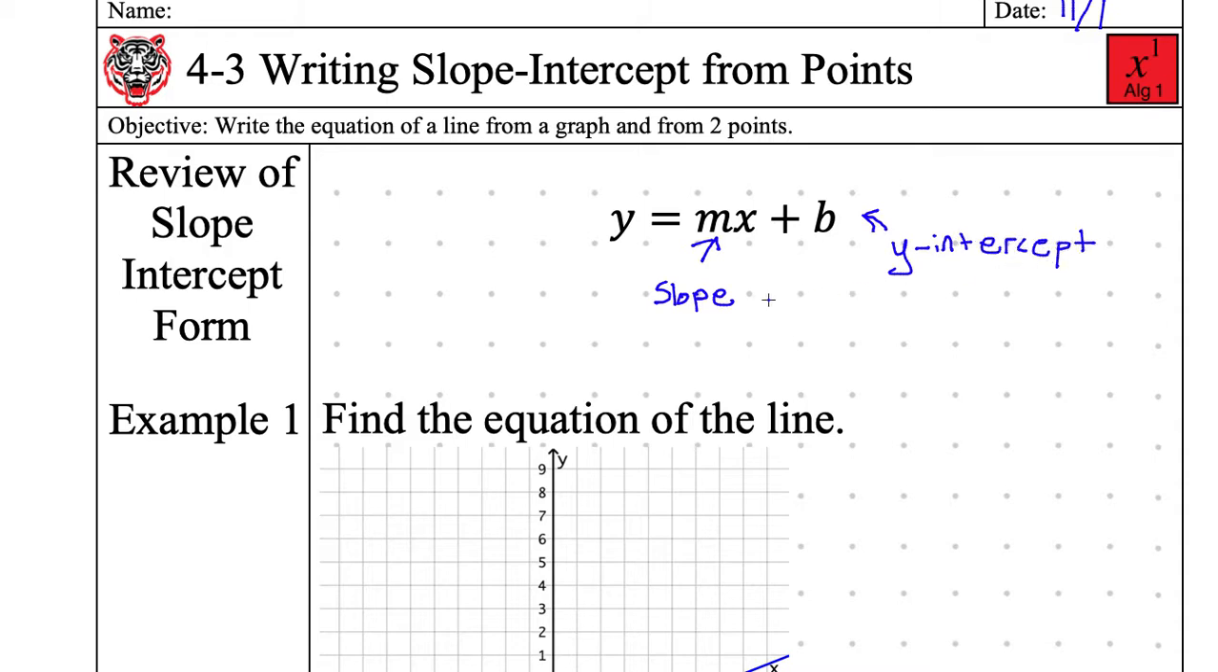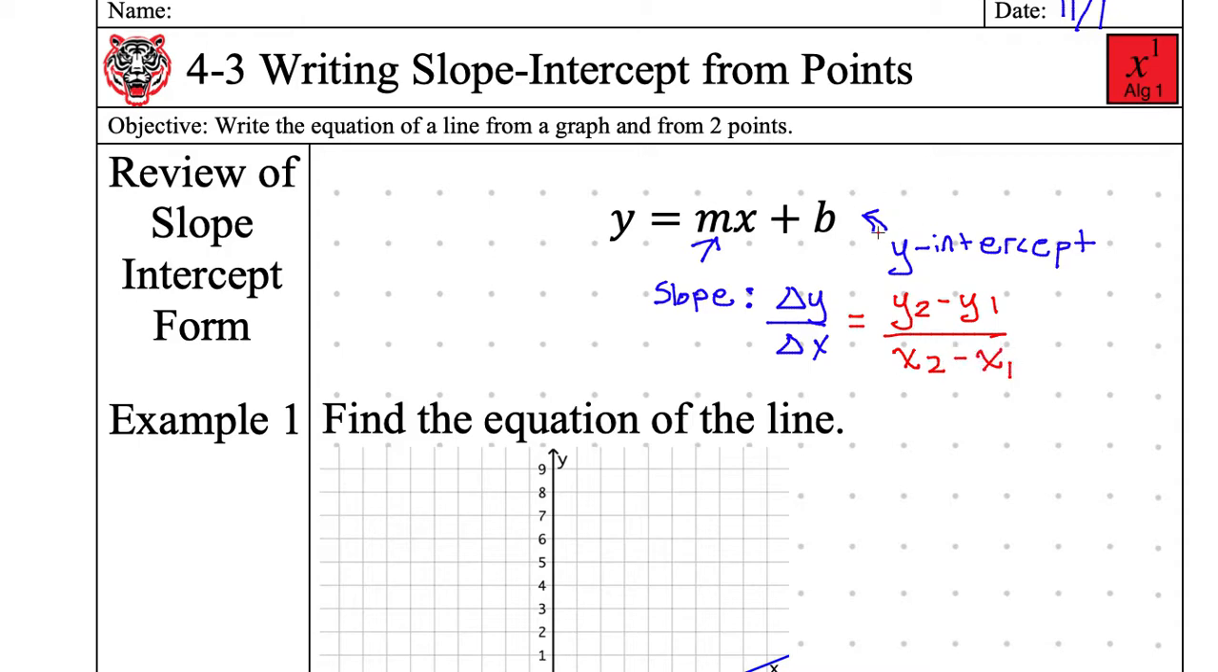As a review of slope, you can think of this as two ways. You can either think of it as your delta y over your delta x, your change in the y coordinate by the change in the x coordinate. And I know that some of you also like this form, which will be very helpful for today, which is y2 minus y1, all divided by x2 minus x1.